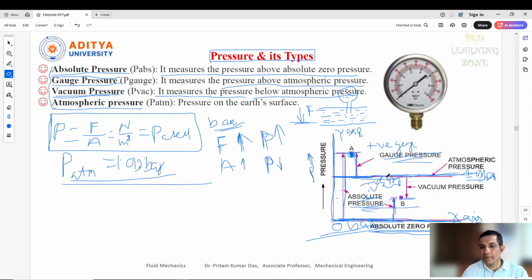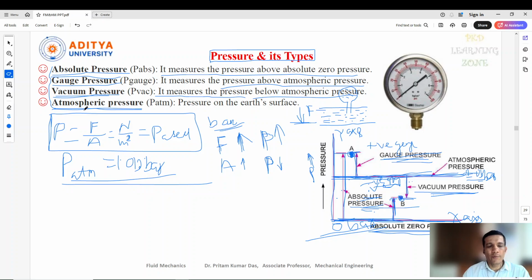That means this is the atmospheric pressure line, and for the pressure below this, if you measure the same point B from here to here, that is called absolute pressure. And if you measure the same point B from the region below atmospheric pressure, that is called vacuum pressure, or we call it a negative gauge pressure. Similarly, this is called positive gauge pressure, or only gauge pressure.